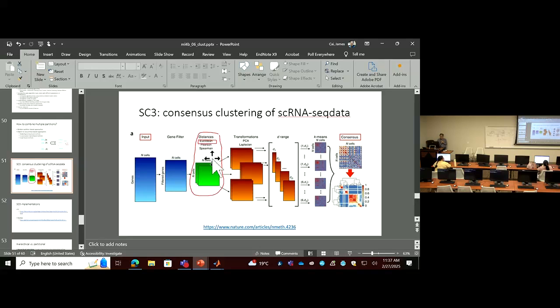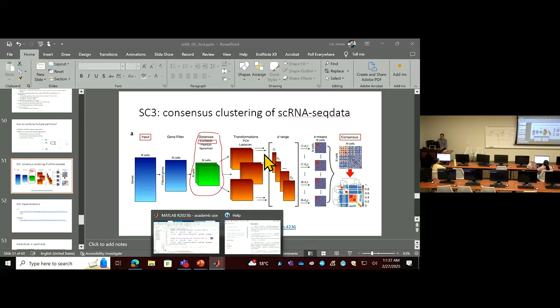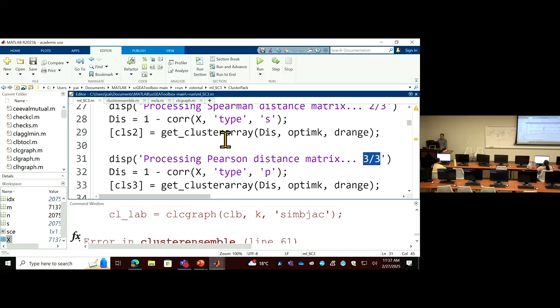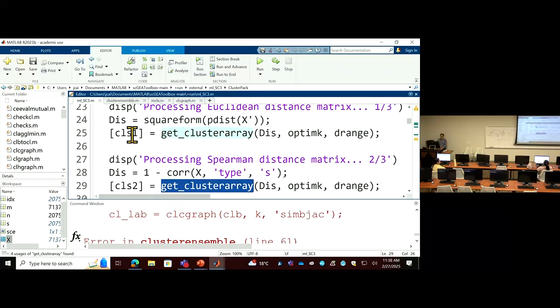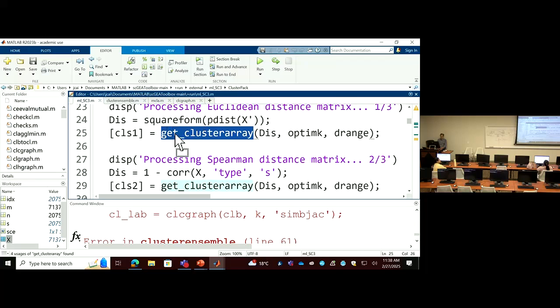So for each of these Spearman distance matrices, it will go downwards to PCA transformation and Laplacian transformation. Those downstream steps are inside. So once you get this distance matrix, then we will go to this function.